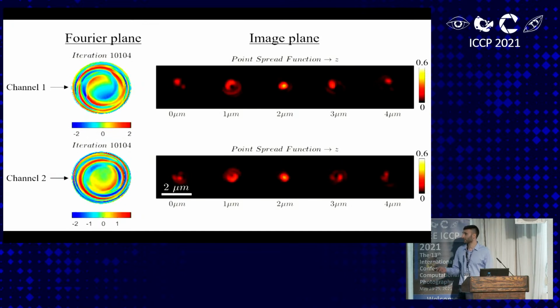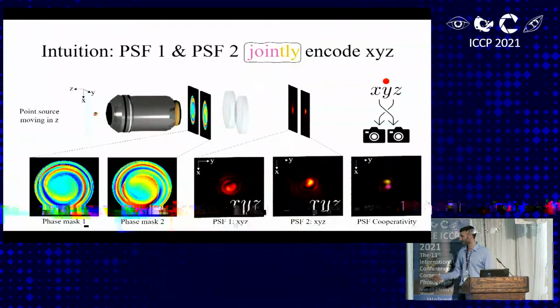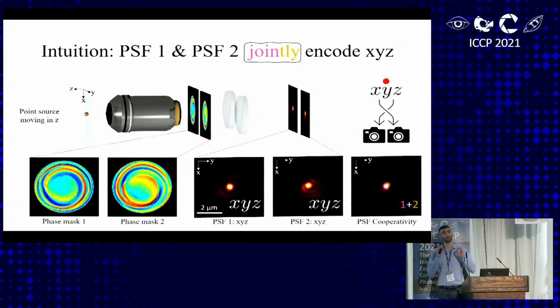Now, if we look at this result again more closely by scanning a point source in the Z direction, we essentially see that this is the resulting PSFs. So we see a very interesting behavior here, such that the 3D position information is multiplexed into the two channels. And if we look at the composite of these two channels, we see that essentially the side lobe movement between the two channels are cooperating such that the depth is encoded in the relative movement.